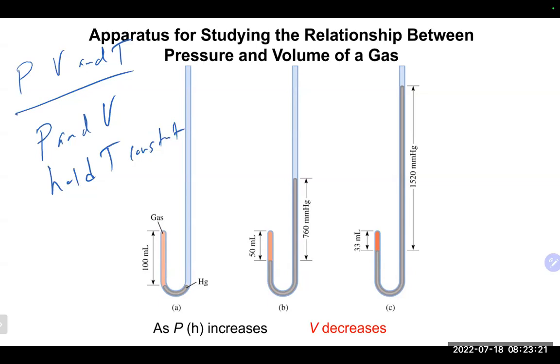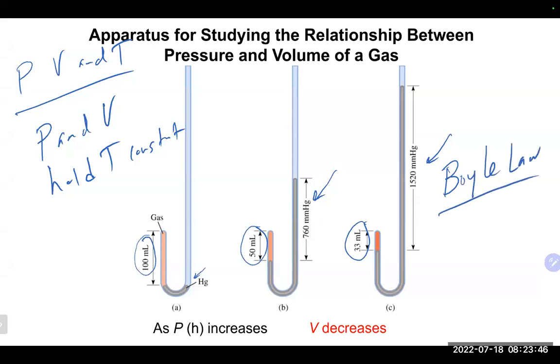What we see here is that at 100 milliliters, we have this much pressure. At 50 milliliters, we start to see the pressure increase. And at 33 milliliters, we see a lot more pressure. The general form of this relationship, known as Boyle's Law, which we'll see on the next slide, is that as the pressure goes up, the volume goes down, and vice versa. It's an inverse relationship. Pressure goes down as the volume goes up.